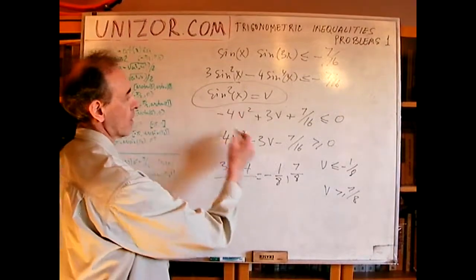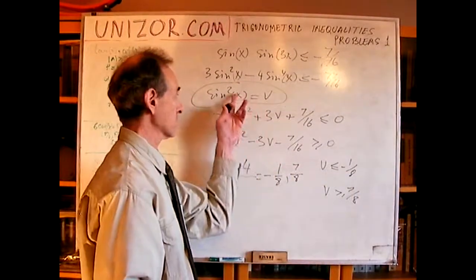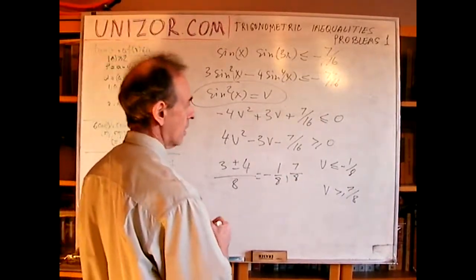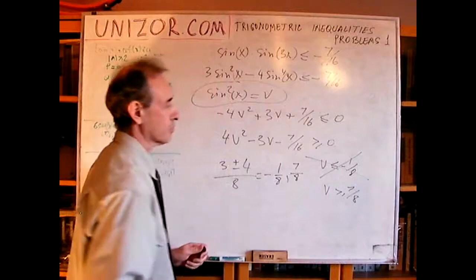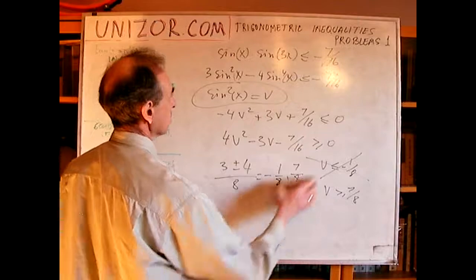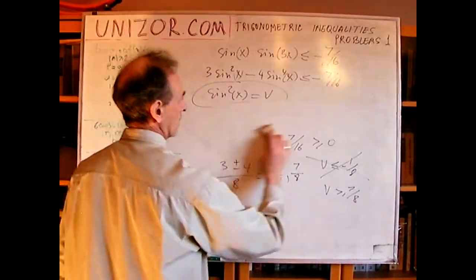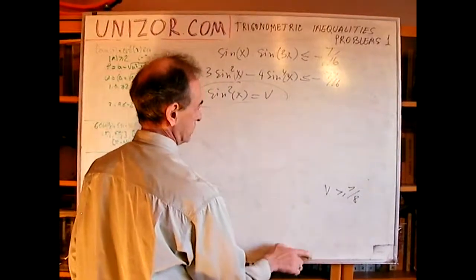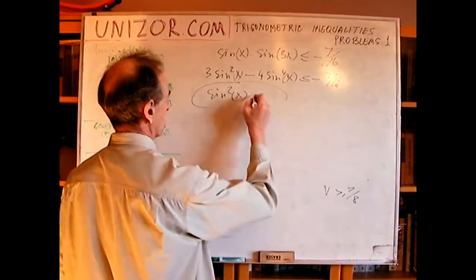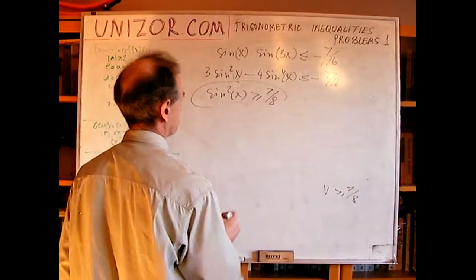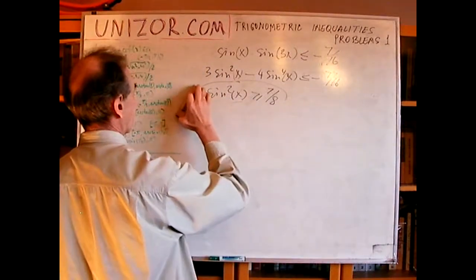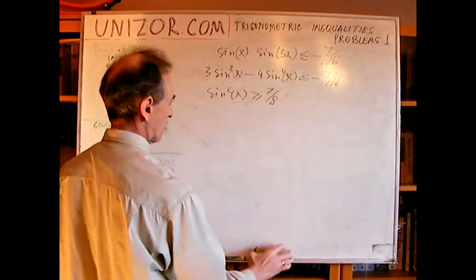Now, can sine square be less than minus 1/8? No, that's a positive thing, or 0, but not less than minus 1/8, right? So this does not bring us any solutions. This one does. So we have to analyze basically the very simple inequality sine square greater than or equal to 7/8. That's what we have reduced our problem to.